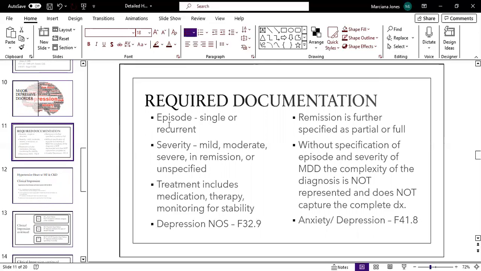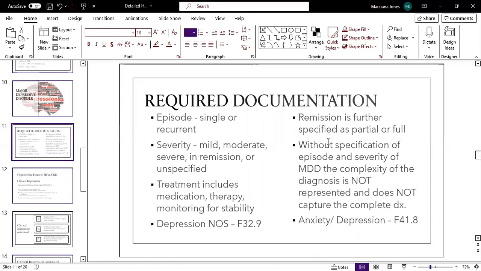So like we talked about before, the episode, is it single or is it recurrent? Severity, is it mild, moderate, severe, in remission, or unspecified? Treatment includes, remember I talked about before in another video where medication can support the diagnosis or the condition. So treatment includes medication, therapy, monitoring for stability of the depression. So if you see depression and it's not otherwise specified, you're going to use, like I said, F32.9.